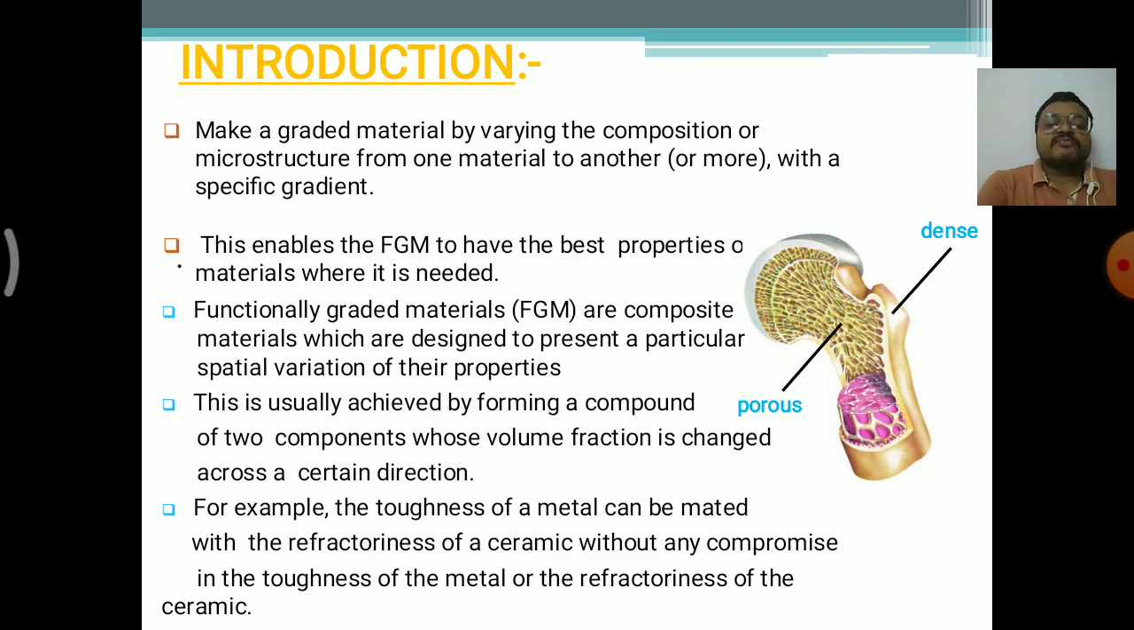For example, the toughness of a metal can be combined with the refractoriness of a ceramic. So we are mixing the metal with a ceramic to give toughness to the surface of the layer without any compromise in the metal's refractoriness. So we are using the ceramic structure there. These are one type of FGM, and we can define another property on some other layer, and we can define another material also. So these are the basic examples of functionally graded materials. The main characteristic of functionally graded materials is to define different properties in different areas of the same structure.